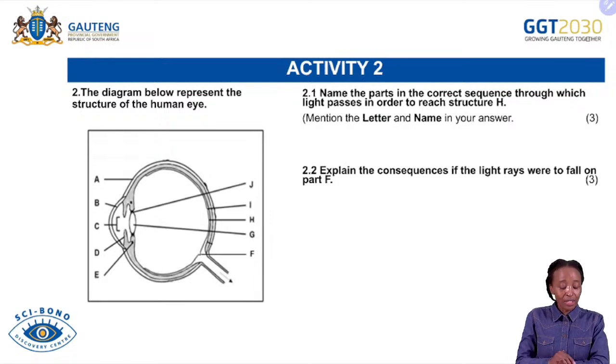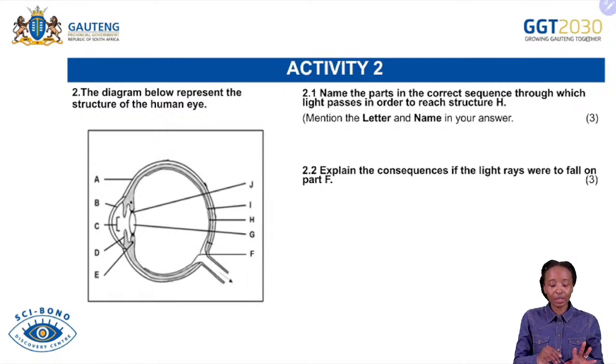So when we look at this, we can easily label the sclera, the cornea, C is pointing at the pupil, D is pointing at the iris, E is pointing at the ciliary muscle, then J is pointing at the suspensory ligaments, G is the lens. So you put the labels, then when the questions come, it will be easy to answer them.